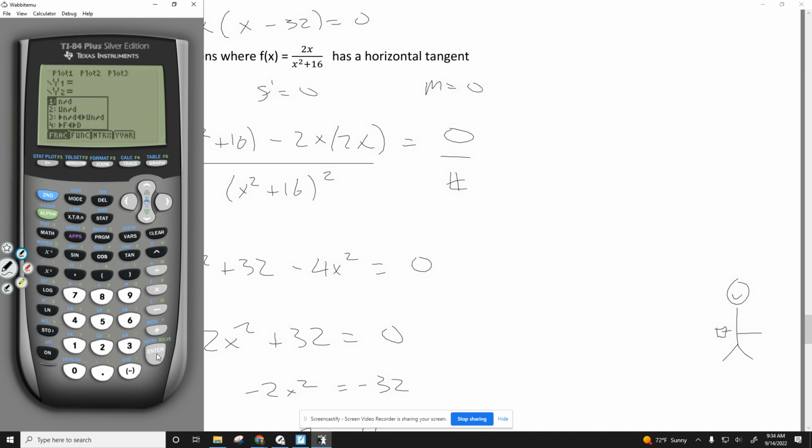Alpha F1 fraction 2x over x squared plus 16. At negative 4 and at positive 4. You can't probably see it, but this function kind of goes down and goes up. So let's just zoom in on one location, negative 4. And you can see it's going down, but it's going up. Maybe you don't see it, but at negative 4, it's completely flat. It goes down, flattens out, goes up.